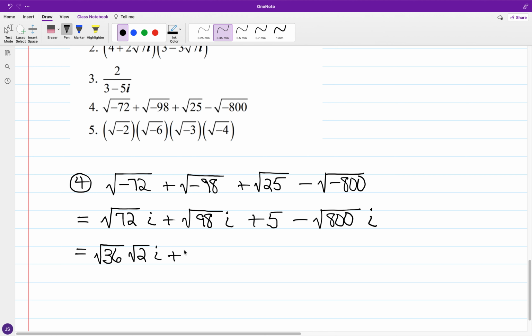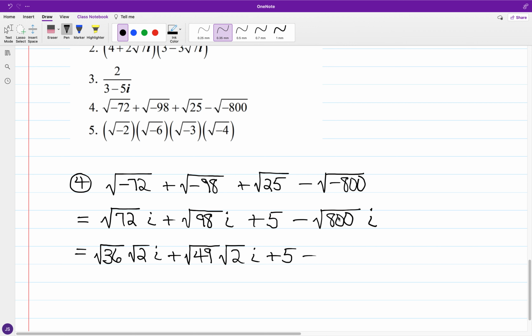Now for 98, not a perfect square, but it has multiples that are perfect squares greater than 1, and the highest number that will go into 98 that is a perfect square is 49, and 49 will go into 98 2 times. So again, we're factoring: the square root of 49 times the square root of 2 times i. Again, just bring down the 5.